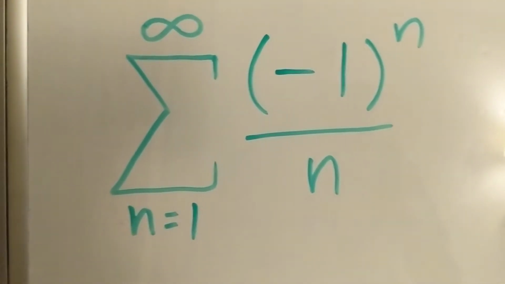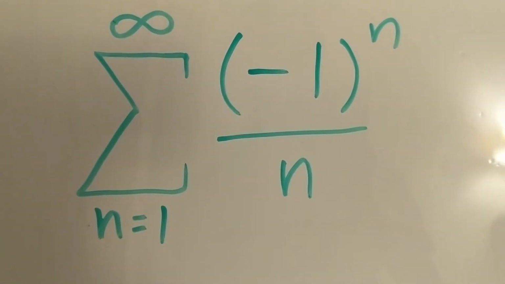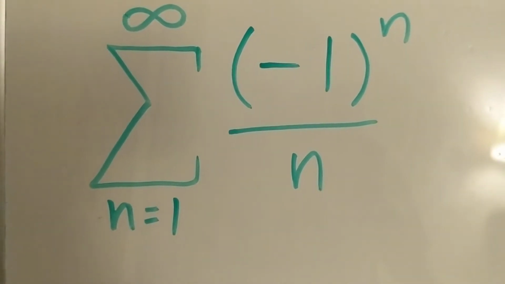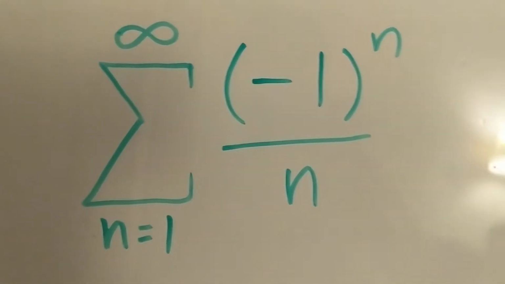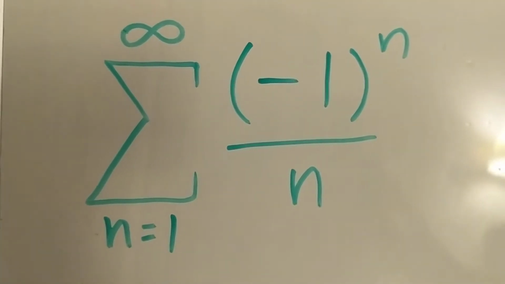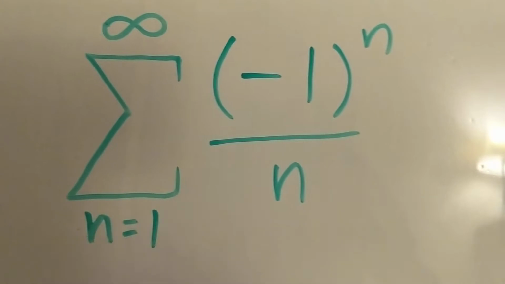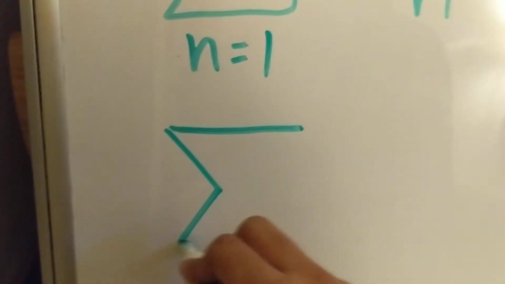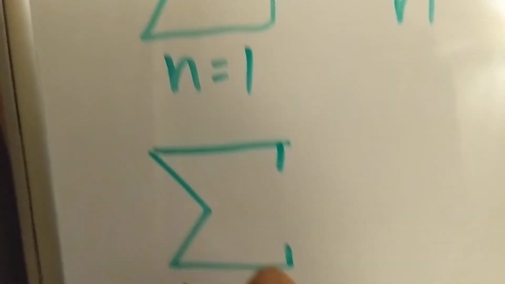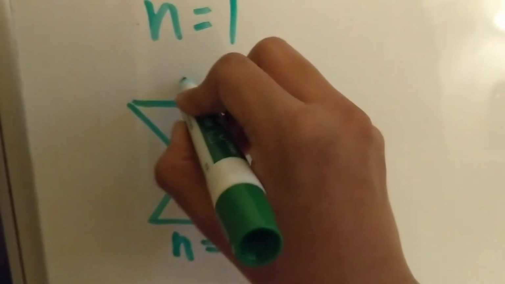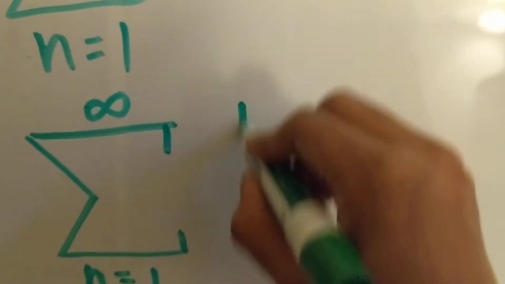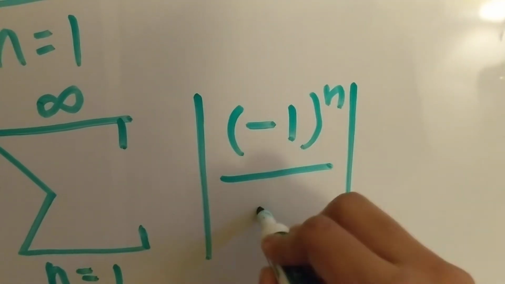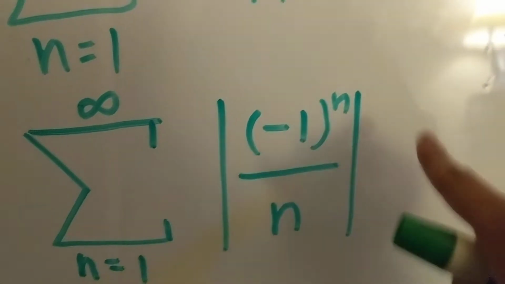Basically, you can tell if something is absolutely convergent if its absolute value is also convergent. If the series of absolute values is convergent, then the whole series is absolutely convergent. So we're going to try that right now. We are going to take the absolute value of this series right here, so we're just going to copy it number for number. This is the absolute value of the series.